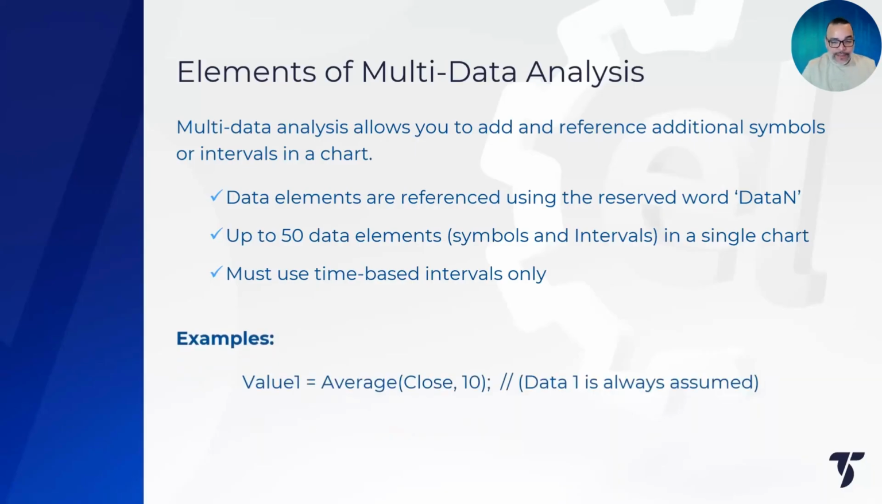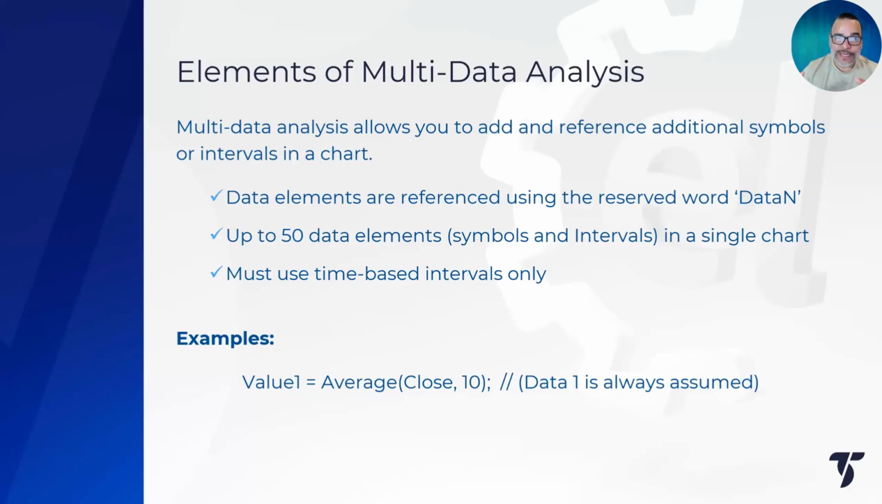Examples. Here, Value1 is the average of the close for 10 bars. Whenever you don't specify the data number, EasyLanguage will assume that you're talking about Data1. So you can see that the word Close here, of course, is taking a look at the closing price of the bar, but in a multi-data chart, you need to specify which data number.